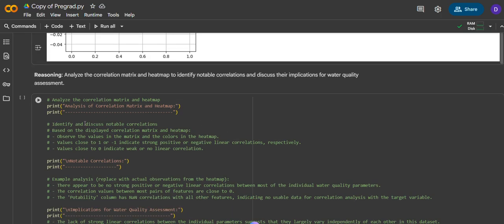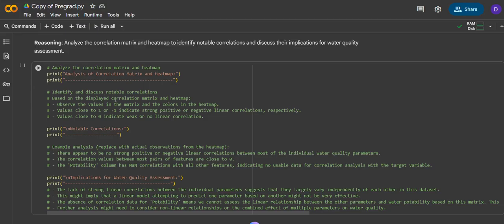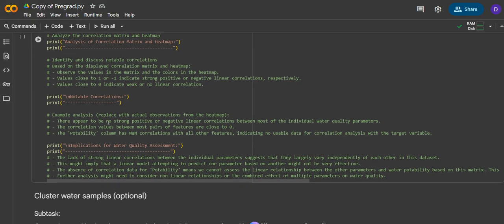From here, we can identify and discuss the notable correlations, the correlation matrix and the heat map. It has already been given. You can read it out quite easily and get an idea.